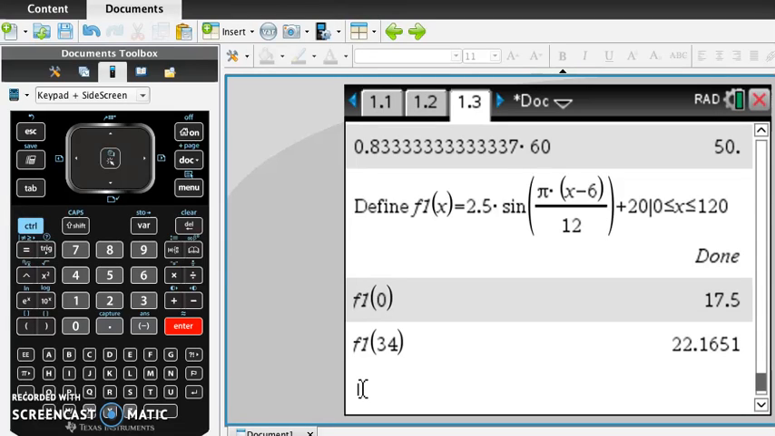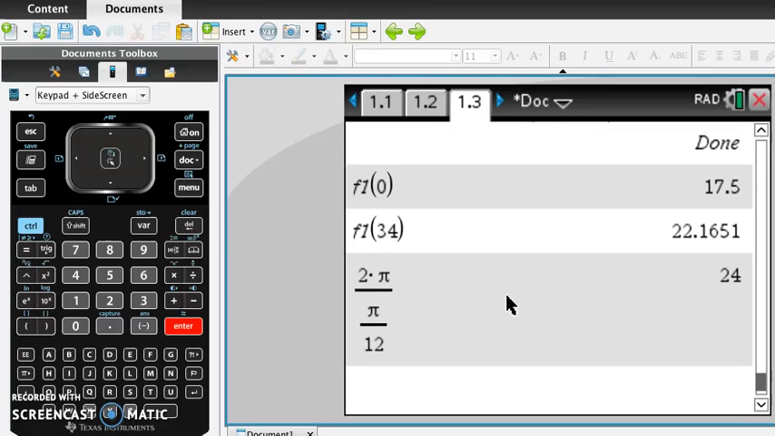All right, so what are we doing next? What is the period of the temperature function? So the period is equal to 2 times pi over pi on 12, which is 24, so the period of the graph is 24. Right, find the maximum temperature inside the building during the week.